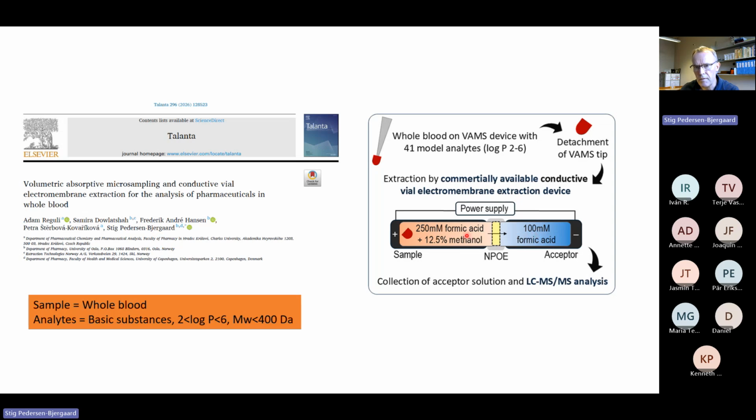So hopefully the VAMS technology has been quite popular and successful, and we hope by this application that people will also take advantage of this coupling to the EME technique to really get a clean extract from the blood sample.